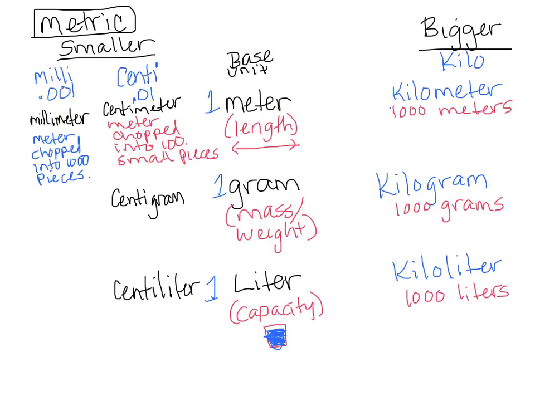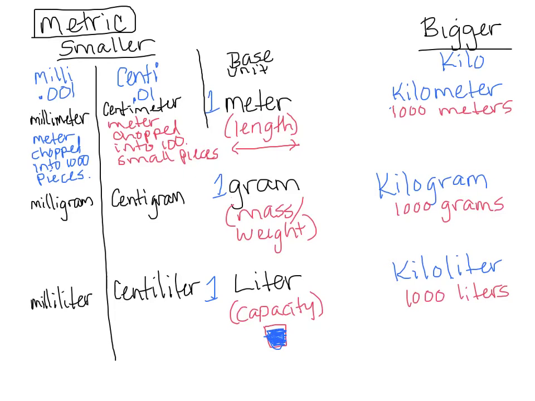Same for a milligram. If I take the gram and I chop it into 1,000 tiny pieces, one of those pieces would be called the milligram. And finally, same with the milliliter. Hardly anything. So that's the metric system.